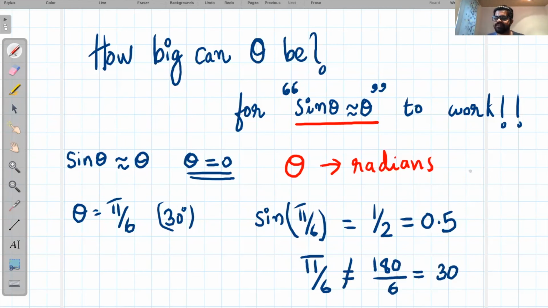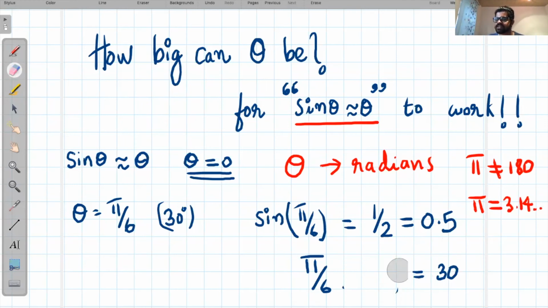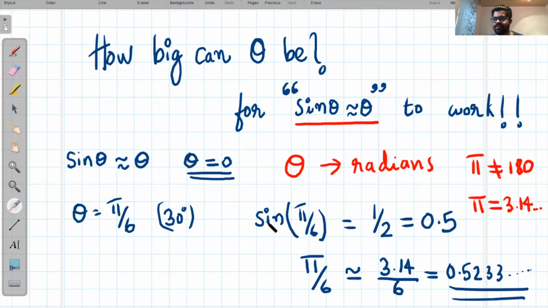This is wrong. We can never do this. Pi is not equal to 180, whatever the case be. Whether it be an angle or not, pi is always equal to 3.14, etc. So pi over 6 is not 180 over 6. It is rather approximately equal to 3.14 divided by 6, which is equal to 0.52333. Now, if we compare sine of pi over 6 and pi over 6 itself, there is not much difference, right?